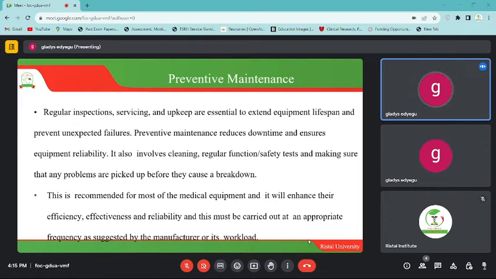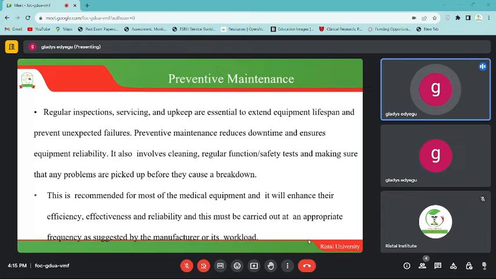So basically, regular inspections, servicing and upkeep are essential to extend equipment lifespan and prevent unexpected failures. When we don't do preventive maintenance, our equipments are going to fail us, and we shall not be able to provide the services. So preventive maintenance reduces downtime. Downtime is when the machine has broken down and you're not able to use it. And it ensures equipment reliability. When you do preventive maintenance, you prevent it from breaking down.